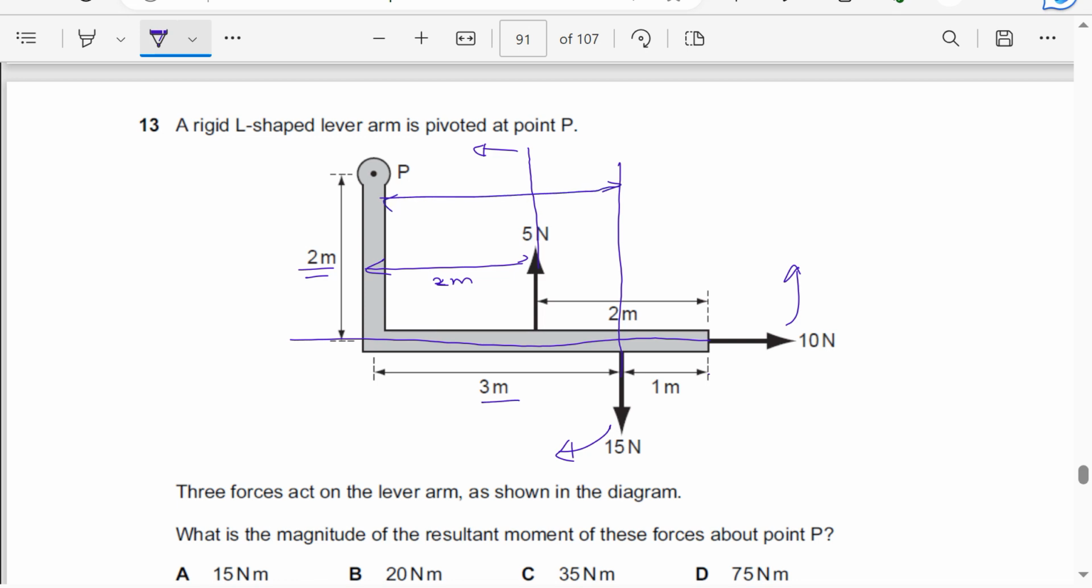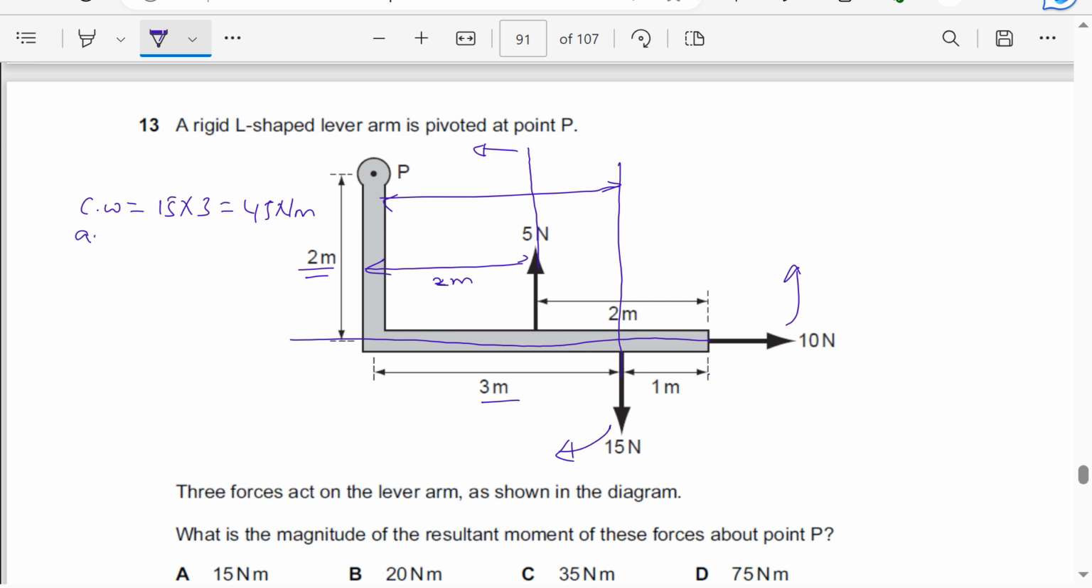So it's now easy to find the resultant moment. We shall find the clockwise moment. Clockwise moments, we have 15 newtons times the perpendicular distance, which is 3. And this gives us 45 Newton meters.